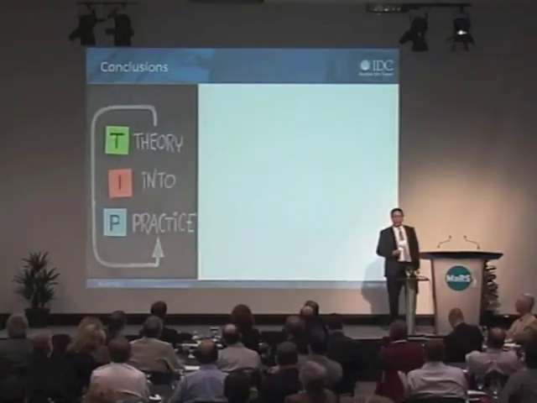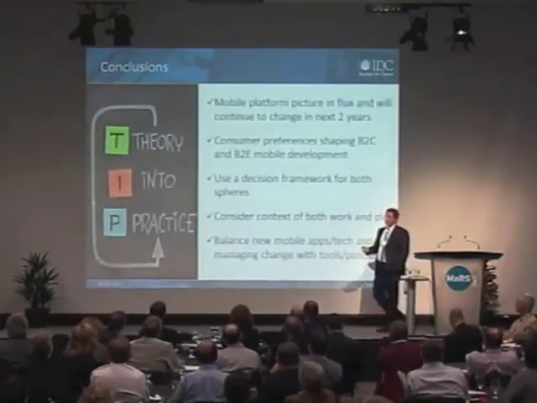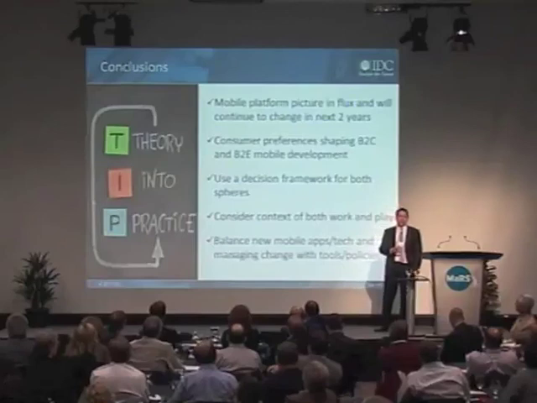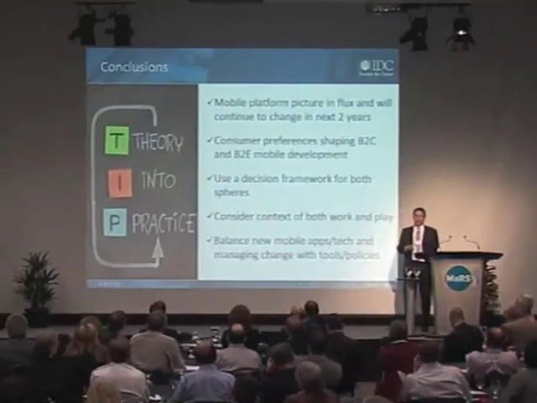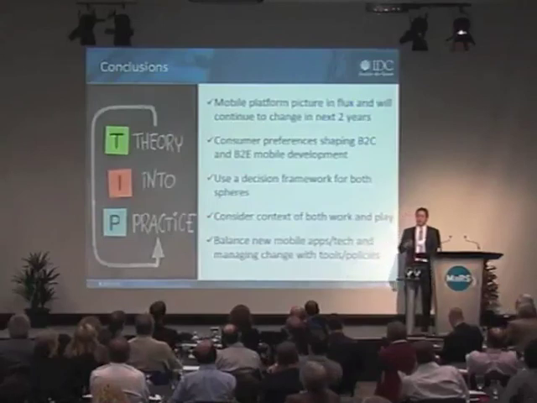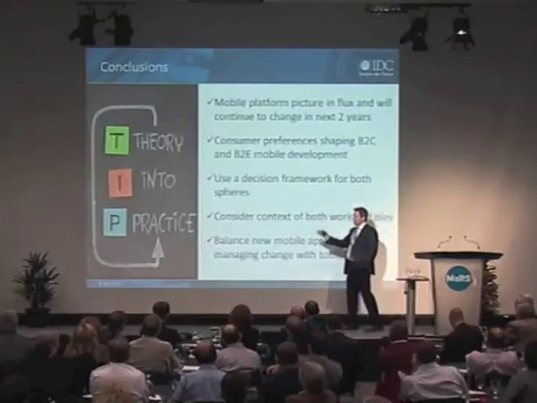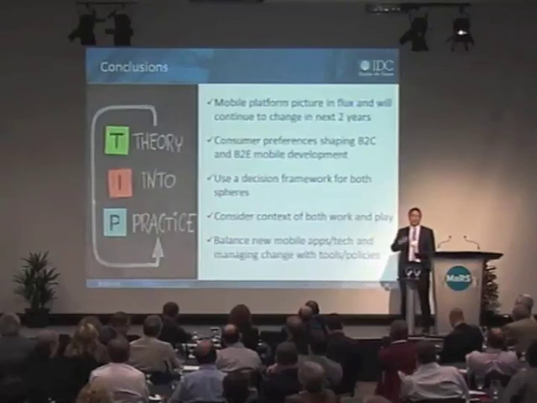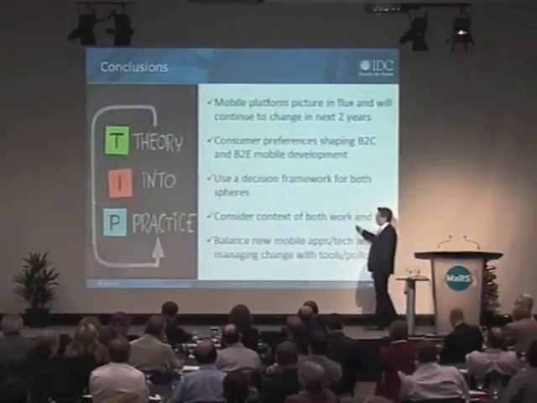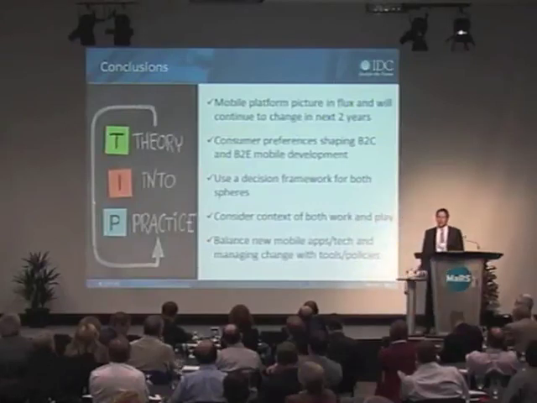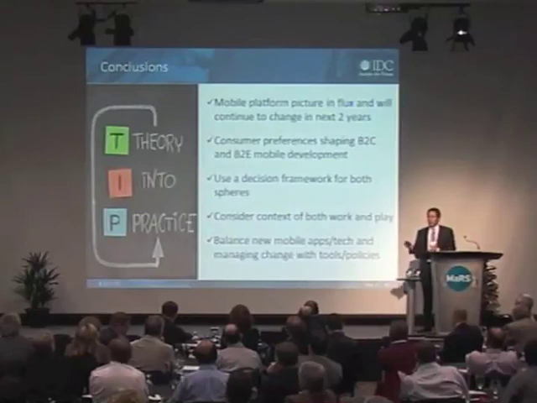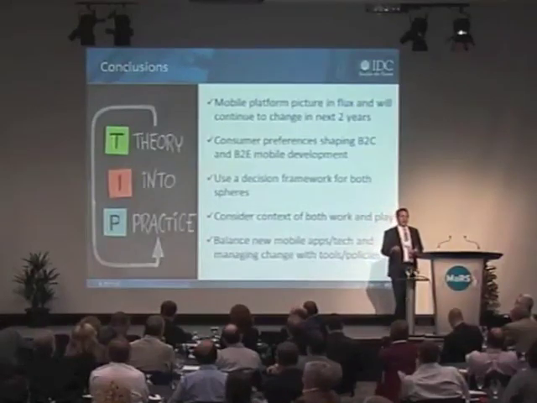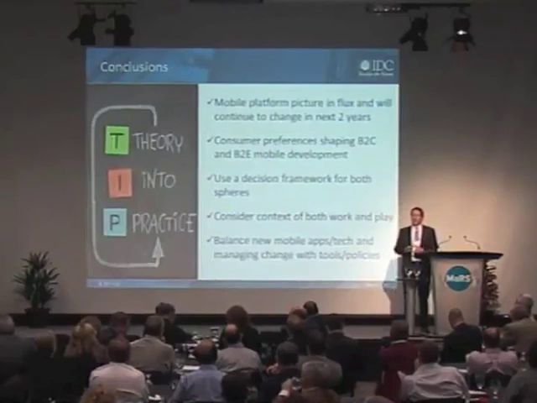So just to wrap up, bringing theory into practice, obviously the mobile picture is in flux. You've seen the shifts in the operating system landscape, and it's going to continue to change in the next 2 years. So it's really important to keep on top of those trends, understanding where your consumer market is moving and what preferences are being brought into the enterprise. The consumer market shapes the enterprise, so use a decision framework for those two spheres, as they are very closely interrelated. Consider the context of both work and play, and also I think the best organizations have a balance between trialing new technology, new mobile apps and new platforms, but also managing change with different tools and policies, and looking around you and seeing what other people are doing and looking for best practices.